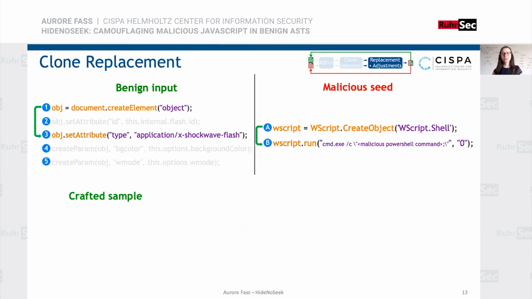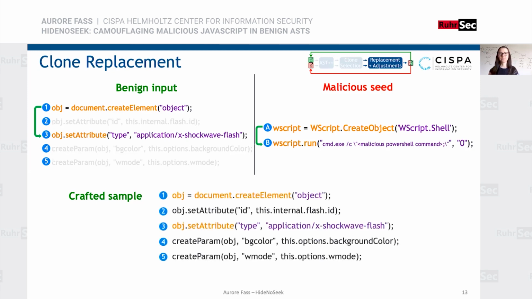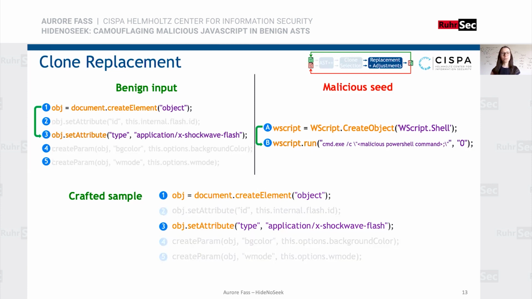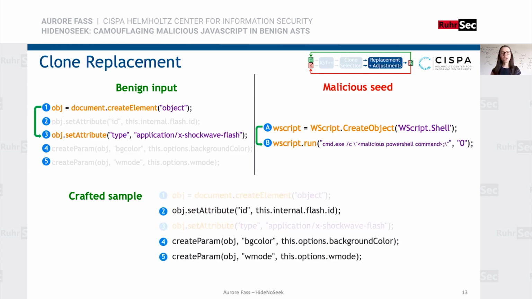Great. So now we can begin to craft our malicious sample. At the beginning, our malicious sample is an exact copy of the benign script. But we could find the malicious AST inside the benign one. So now we'll focus on replacing the benign clones, meaning 1 and 3, with A and B. And when we have done that, we can focus on replacing the remaining code, meaning 2, 4, and 5, which has been impacted by our HideNoSeek attack.